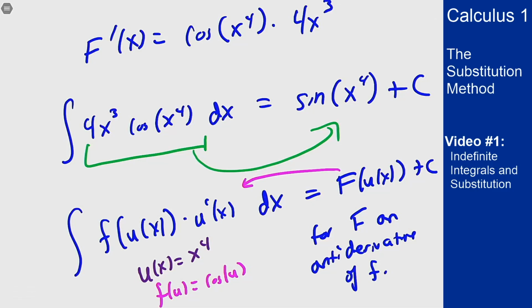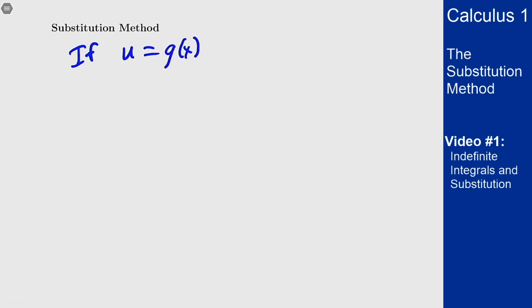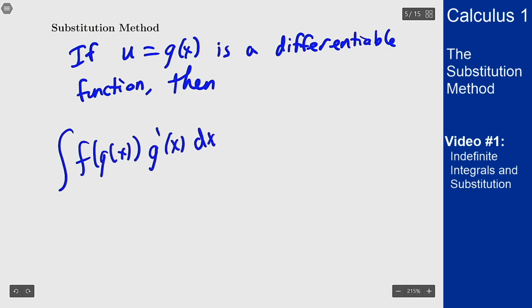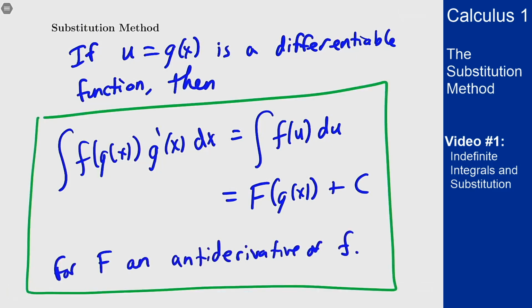That right there is the idea behind the substitution method. This method says the following. If u equals g of x is a differentiable function, then the integral of f of g of x times g prime of x dx is the same thing as the integral of f of u du, which integrates to F of g of x plus c, for F an antiderivative of little f. The important thing here is noting how you figure out what this g should be, and knowing that it's differentiable where it needs to be for this method to work.